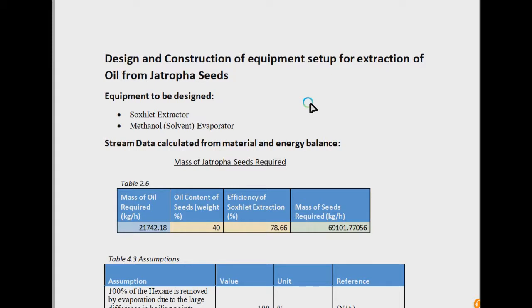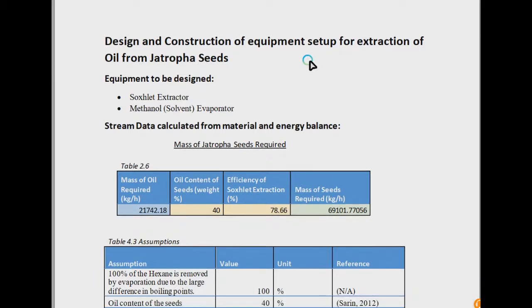In this video, we are going to learn about the design and construction of equipment setup for the extraction of oil from Jatropha seeds. You can use the same method that will be discussed here for the extraction of oil from soybean, sunflower seeds, and canola, many different types of seeds that have oil.